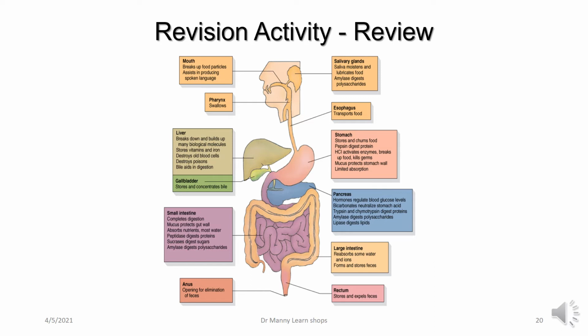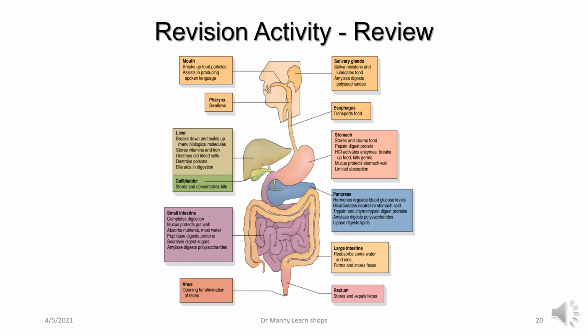Then you've got the liver. The liver helps in the breakdown of food as well. It stores lots of vitamins, destroys old blood cells, destroys toxins. Bile aids in digestion. The gallbladder stores and concentrates the bile. Then you've got the pancreas. The pancreatic hormones regulate blood glucose, it provides bicarbonates to neutralize the stomach acid, and also allows trypsin and other variants of trypsin to digest proteins. Amylase digests polysaccharides, lipase digests lipids or fats.